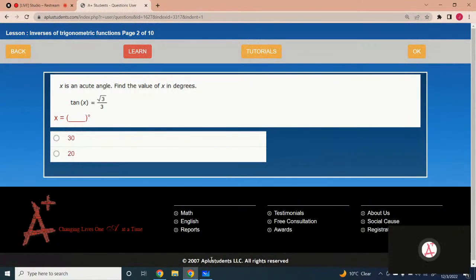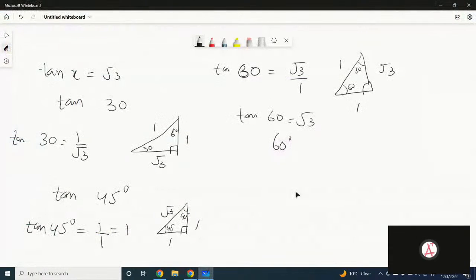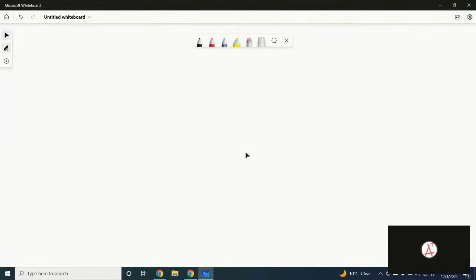x is an acute angle. Find the value of x in degrees. Tan x equals square root 3 over 3. Okay, now you are given tan x equals square root 3 over 3. You have to find the value of x. So let's just start with the first triangle. Let's find tan 30.